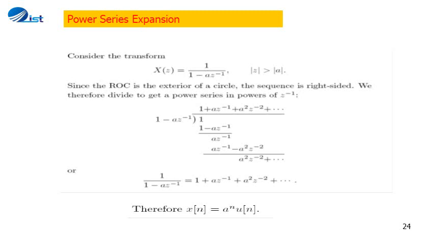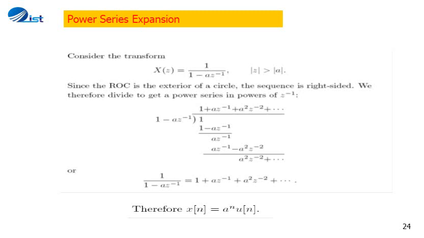Another example of the power series expansion: if we have X of z equal to 1 over 1 minus a z inverse, then we can generate the power series by dividing 1 by 1 minus a z inverse, and the division would give us the series 1 plus a z inverse plus a squared z minus 2 and so on. If we convert it into the form of deltas, it will be delta of n plus a delta of n minus 1 plus a squared delta of n minus 2 and so on. And by combining all of these, it turns out to be a to the n u of n, which we already know, but this is something that we can compute by power series expansion also.